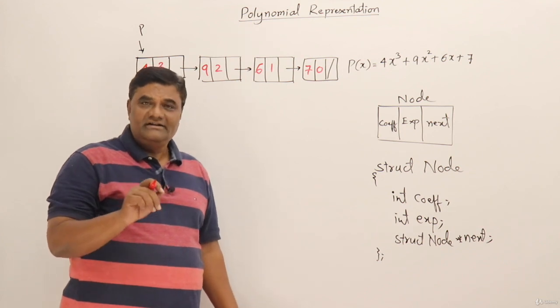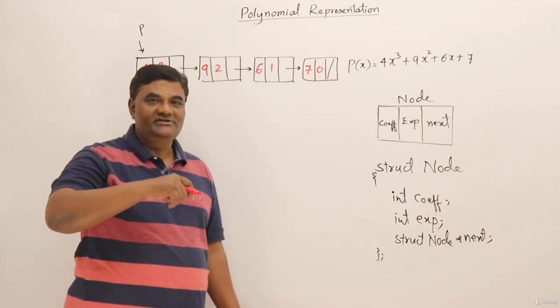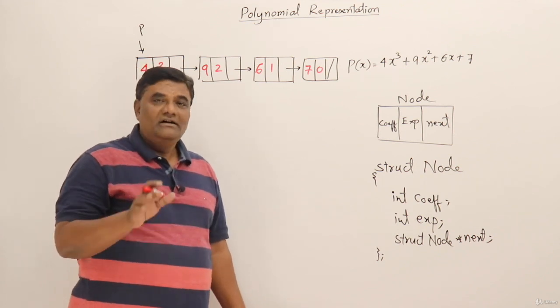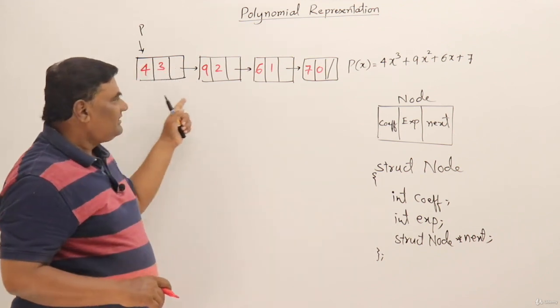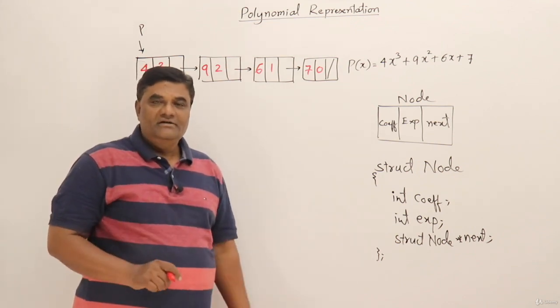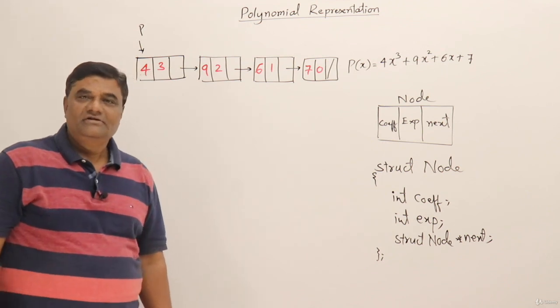If you remember, in arrays, we were also storing how many terms are there. Here we don't need to store. If you want, you can store it somewhere else. Otherwise, the number of nodes are equal to number of terms. We will not have any extra nodes here. So that's all. This is the representation.